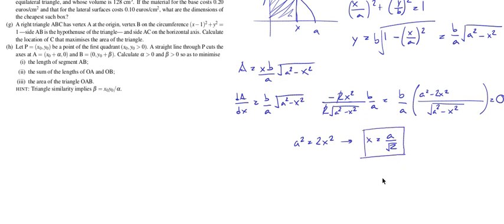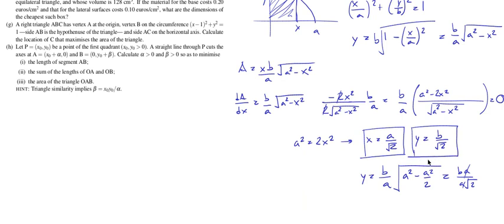Okay, and then if we substitute here, we have that y is equal to b divided by a, and then the square root of a squared minus a squared over 2. This is a squared over 2, so the result is a divided by the square root of 2, and so we have that y is b divided by the square root of 2. Okay, so this is the solution.